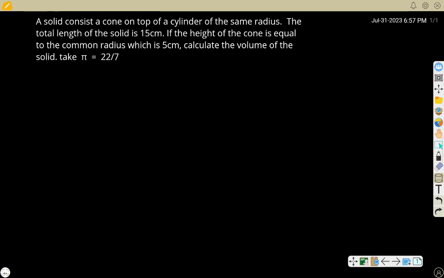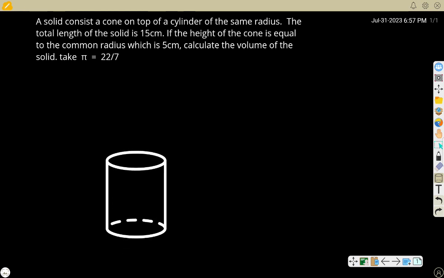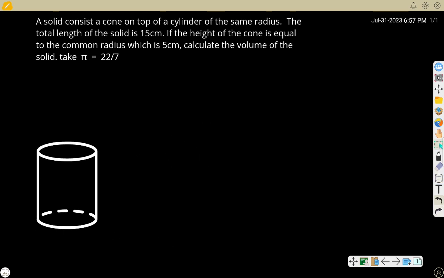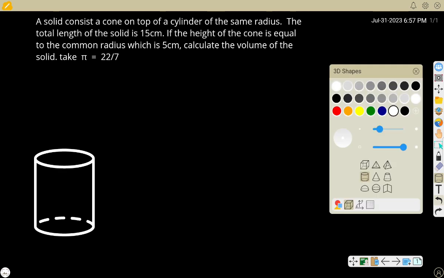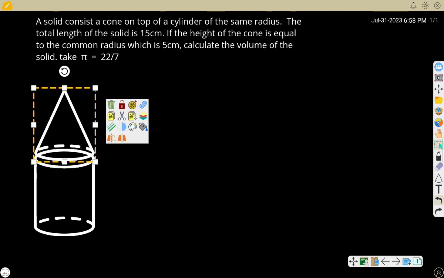So first let's sketch the solid. A solid consists of a cone on top of a cylinder. So let's say we have a cylinder like this. On top of this cylinder we have a cone, also of the same radius. So that means this cone is on top of this cylinder, but they have equal radius. So let's make the radius equal.